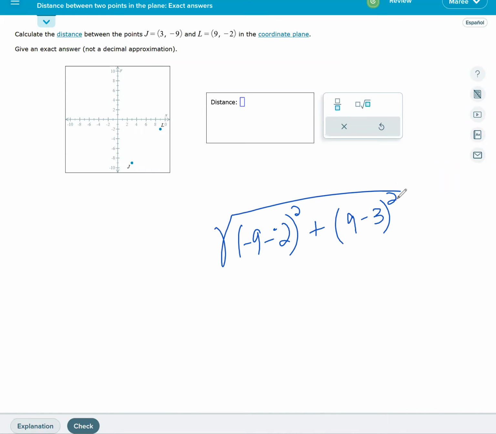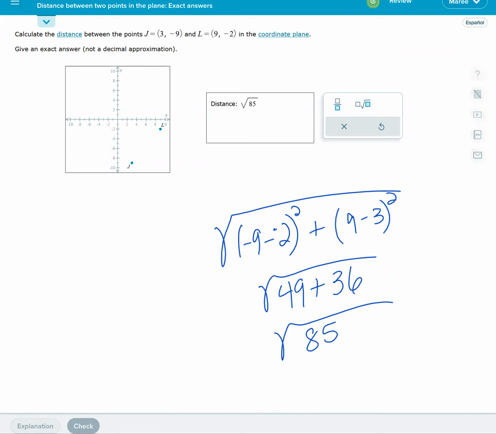He's in the background. So -9 minus -2, get that answer and square it, is 49. So we have the square root of 49 plus 9 minus 3 is 6. So that's 36. So we're going to add 49 and 36 to get 85. And then I just want to see if we can simplify it anymore. I know we can divide by 5 and get 17. Those are both prime. So our answer is just the square root of 85.